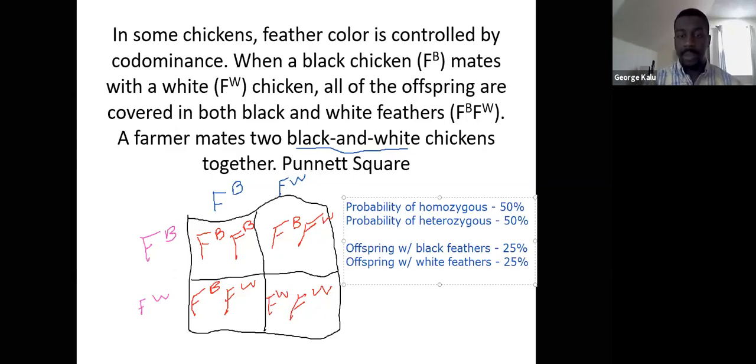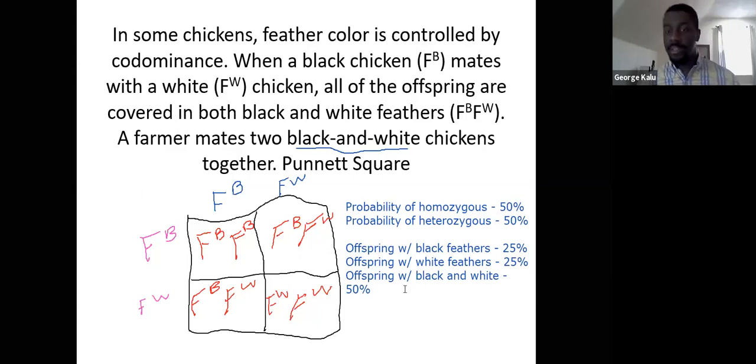And then what's the probability of having offspring with black and white feathers? 50%, exactly, because again, we're looking at our FBFWs. 2 out of our 4 boxes have the FBFW genotype. Perfect. All right, and that is it for codominance. Pretty straightforward. It works pretty similarly to incomplete dominance. The only difference here is that we don't have any blending, but we do have the 2 alleles both showing up. Any questions on codominance?